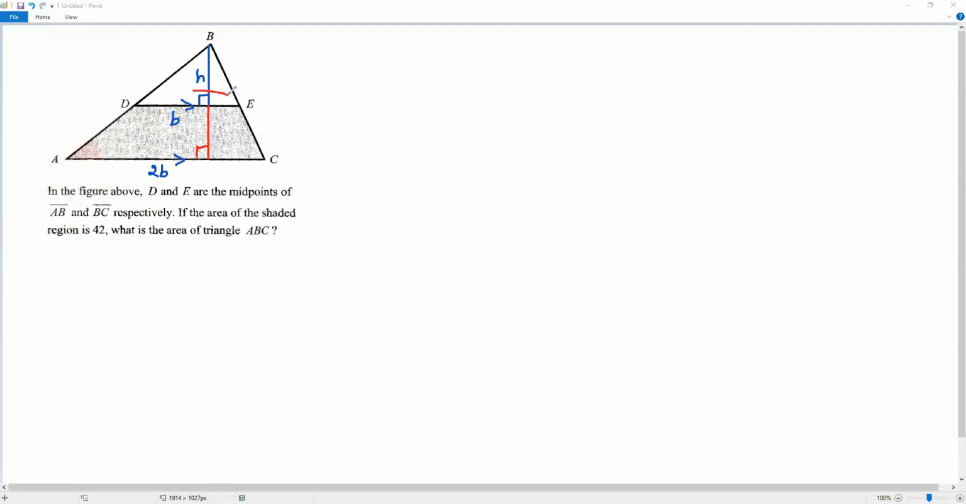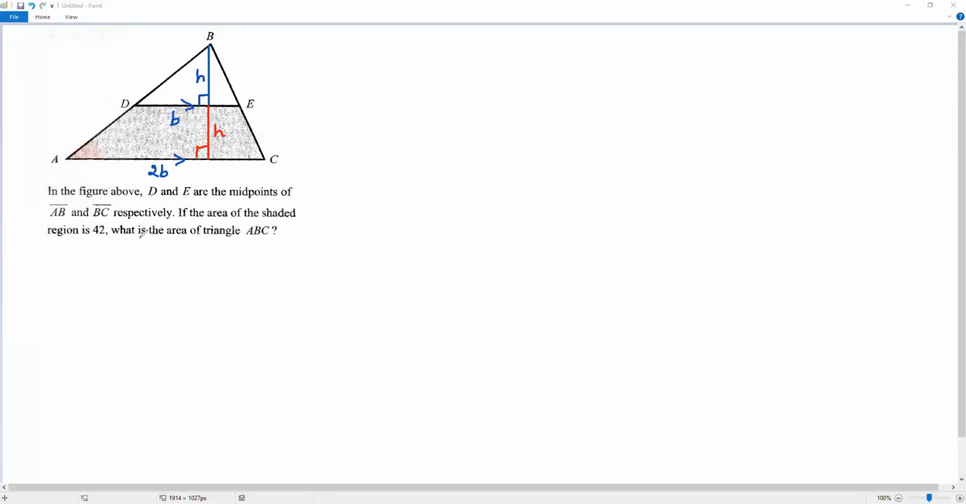Since the line segment DE is joining the midpoints of the two sides of the triangle, AB and BC, the length of the perpendicular drawn over here and the length of the perpendicular drawn over here must be the same. So if the length of this perpendicular is h, then the length of this perpendicular must also be h. Okay, now we can consider the trapezoid ADEC.